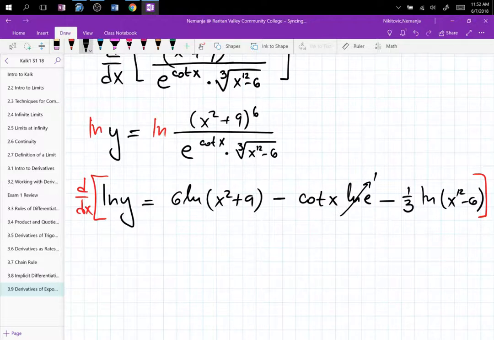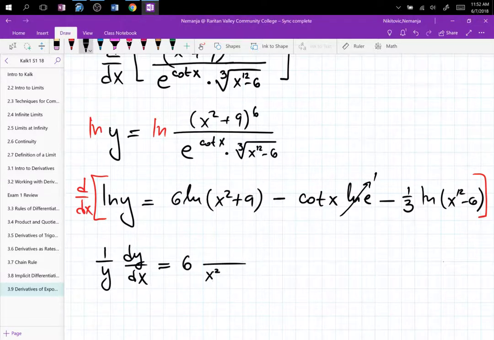On the left-hand side, as always, 100% of the time, 1 over y, dy dx, which is the reason why we always have the original function times the rest. All right, let's go to the derivatives over here. What do I have? 6 times, we have x squared plus 9 in the denominator and its derivative on top. All right, no ln in the next term.